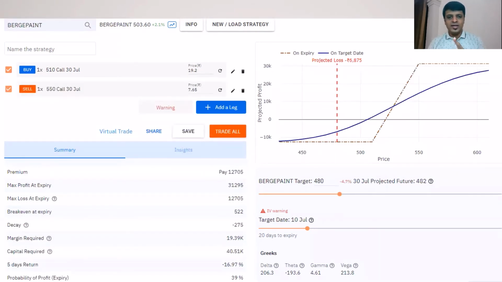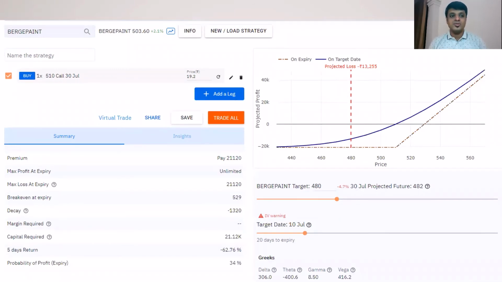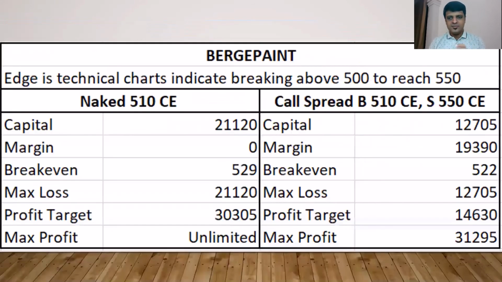If it goes to 480, the hedge position will only lose around 6,000, 7,000 rupees, but the naked option would lose 15,000 rupees. Okay, so you can see why when you hedge, your profit might be a little lower, but your loss will also be lower, because you're hedging. Now here's the key difference. I put this in a chart, in a spreadsheet for you to see.